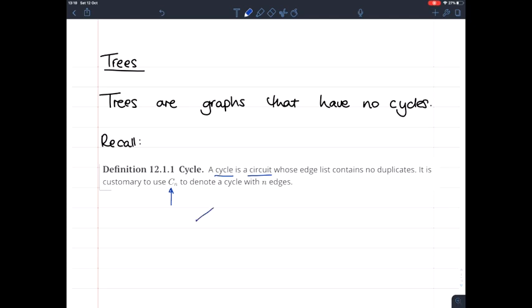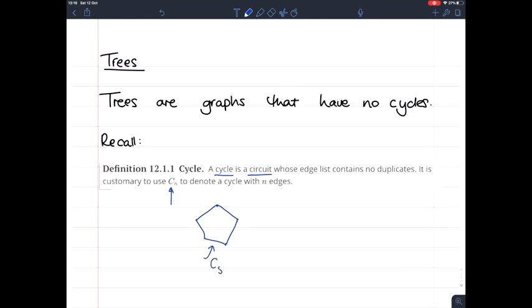So for example, here's a cycle with 5 edges. So this would be a C5. And the point is we don't want to have any cycles in a tree. So we can also say that this is not a tree. On the other hand, something that looks like this is in fact a tree, even though it's probably not the kind of tree you're used to.